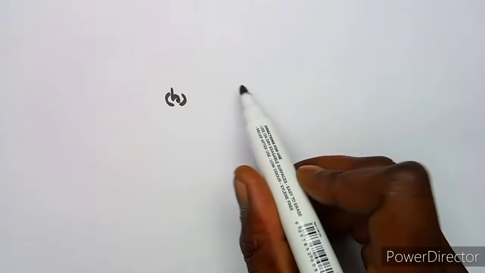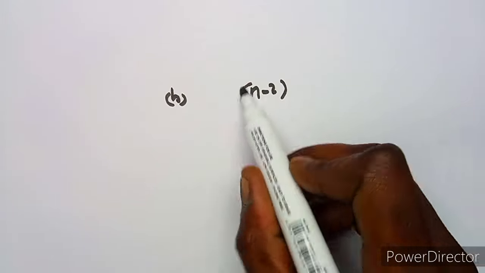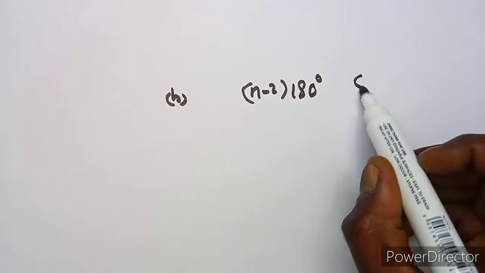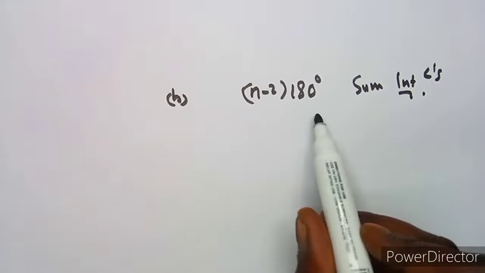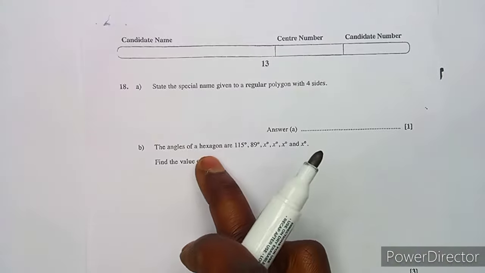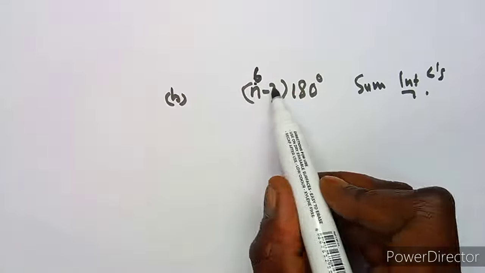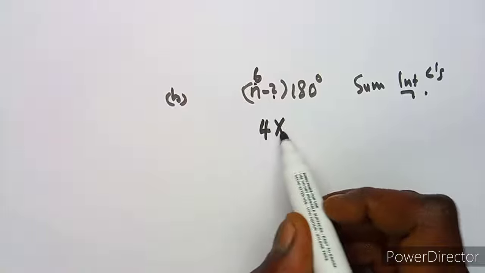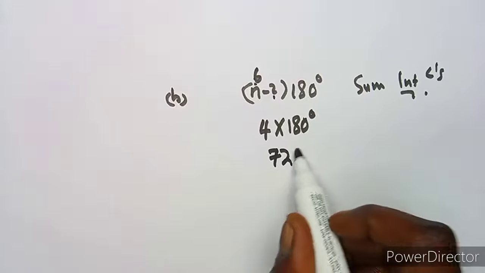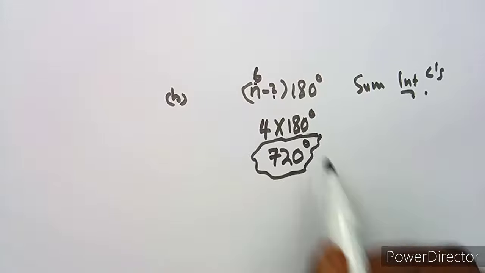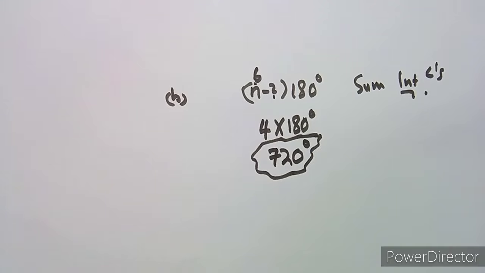How do you find the sum of interior angles of any polygon? It's n minus 2 times 180. That is the sum of interior angles. This is a hexagon, which has got 6 sides. So in place of n, substitute 6 minus 2, that is 4 times 180. If you multiply properly, guys, this must give you 720 degrees. So which means this polygon is going to give us 720 degrees as the interior angles.